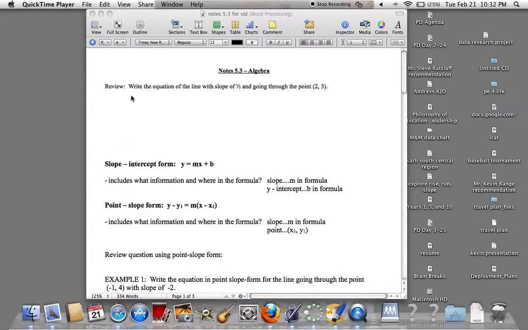So at this point, I would like you to pause the video and see if you can write the equation of the line with a slope of 1/2 that goes through the point (2, 3), using the steps that we did in class today and leaving your answer in slope-intercept form.